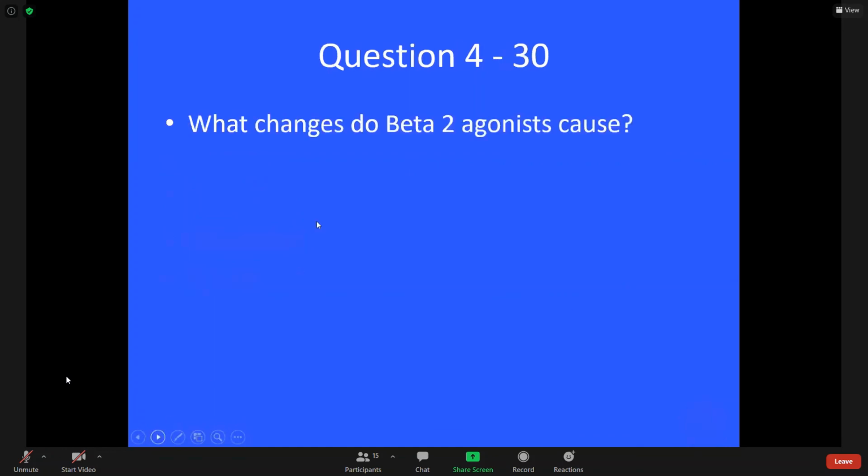Kaylin, what changes do the beta-2 agonists cause? What do we see when we use our beta-2s?